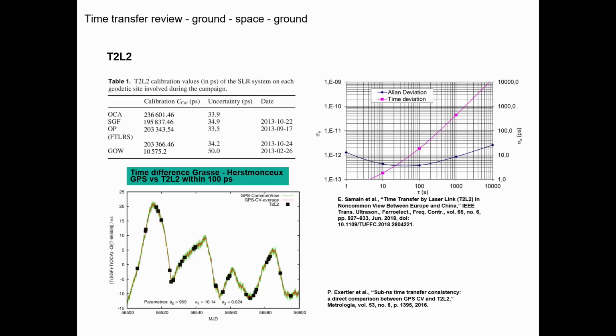So here I would like to highlight very successful experiments derived by the French colleagues within T2L2 experiments. They provide a lot of measurements and a lot of experiments. Here I would like to highlight the comparison between T2L2, laser time transfer, and GNSS comparison. They were able to track all the unknown biases down to 100 picoseconds, and they have very nice time comparison within 100 picoseconds between GPS and T2L2 between Graz and Hermsmoor station.